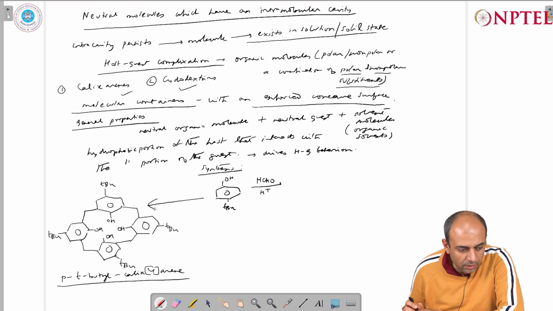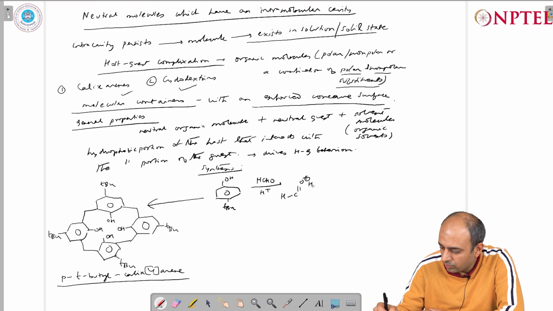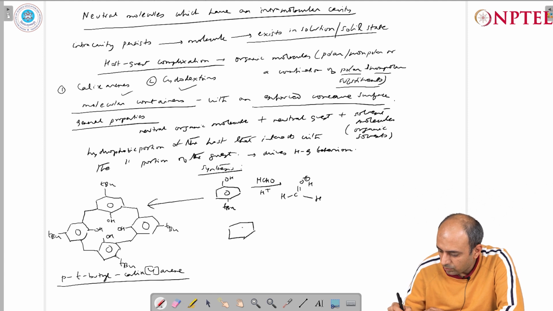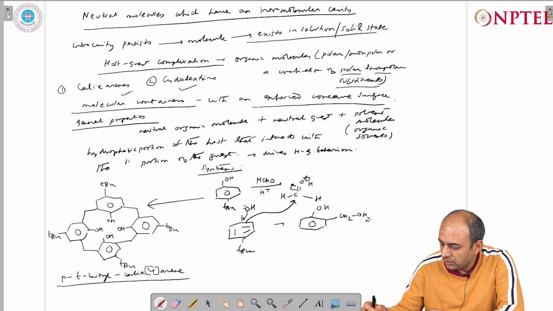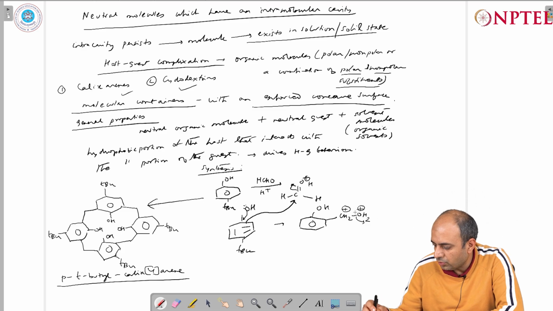And in this case the reaction proceeds via the activation of the formaldehyde molecule, and this is followed by the reaction of the alcohol moiety containing the TBU group to form the monomer, and then this further again gets protonated, the water molecule goes away, the carbocation is generated, and this further undergoes reaction with the nucleophilic center.